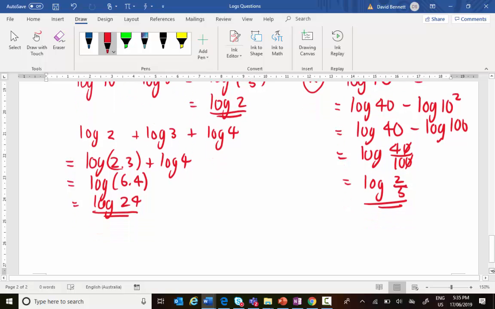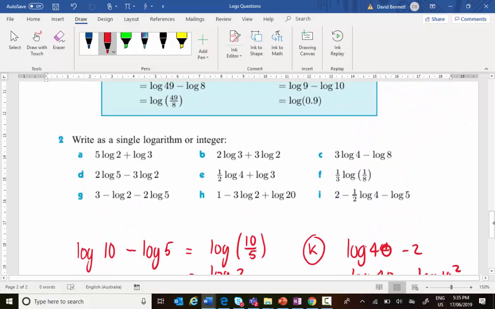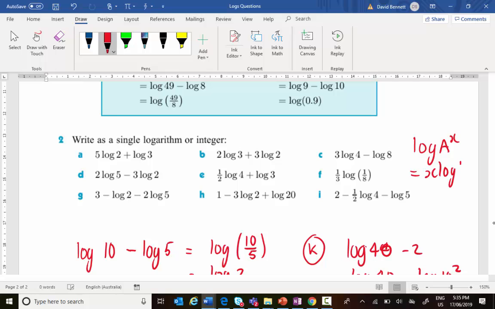Right, so that's just playing around with some algebra. The next thing I can do, using the example here in number 2, is write this as a single logarithm. There's a few things I can do there to make that work. So I'm going to use the law for most of these ones: log of A to the X is equal to X log A. I need to use that law in order to solve some of these.